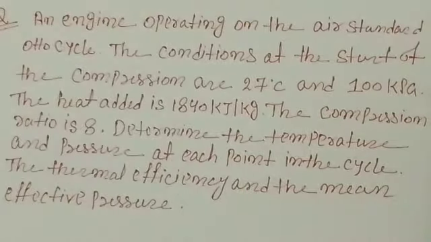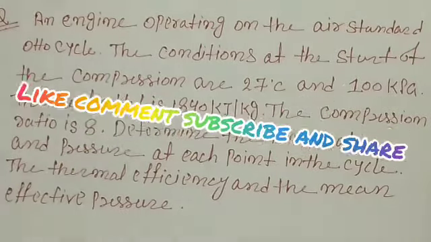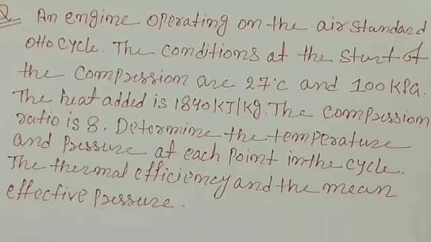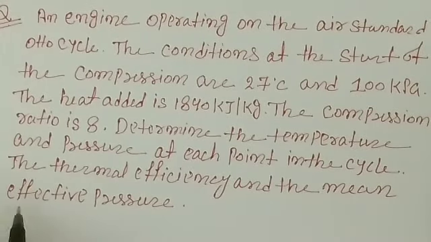So this is the question given. You have an Otto cycle in which air enters the combustion chamber at a certain pressure and temperature. The heat addition value is given, and the compression ratio is given. You have to find the pressure and temperature at each point, and then also the thermal efficiency and mean effective pressure. For that we will draw the TS diagram and then see how the Otto cycle works.